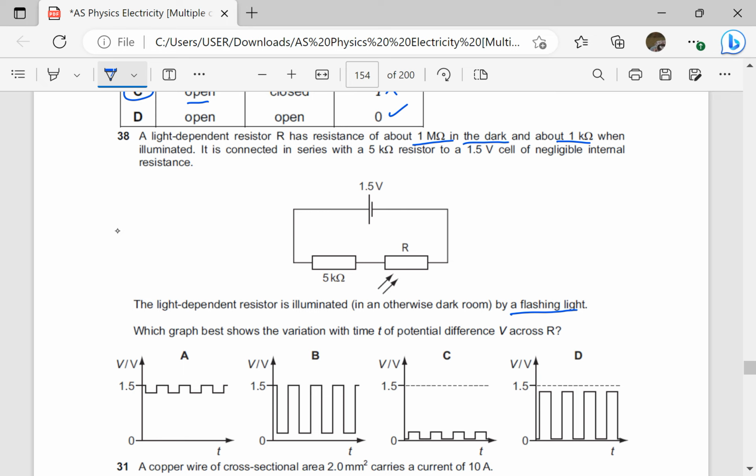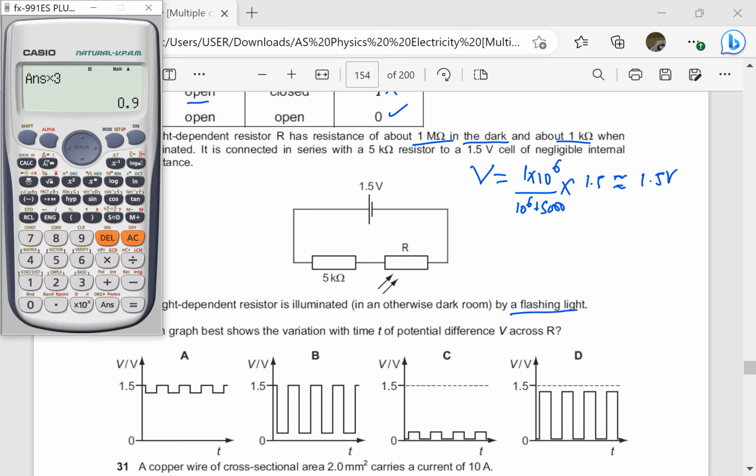So we're going to sketch a graph of V with the time. Let's first find when it is in dark, the resistance is 1 mega ohm. So let's see the PD. The PD in darkness is going to be the resistance in darkness, which is 1 times 10 power 6, divided by total resistance, which is 10 power 6 plus 5 kilo ohms, which is 5,000, then times the voltage supply, which is 1.5. I think this gives us approximately 1.5 volts. So when it is in darkness, it is approximately 1.5.